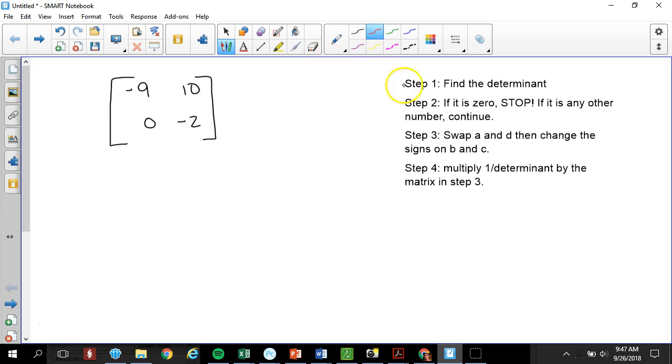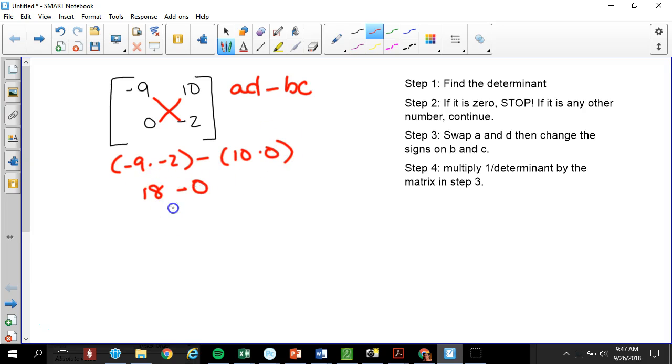My first step to find the inverse is I have to find the determinant, as it says over here. We have to remember that the determinant is A times D minus B times C, right? So A times D, negative 9 times negative 2, minus B times C, 10 times 0. That gets me positive 18 minus 0, so 18. 18 is my determinant. Okay, so that's step number 1. If it is 0, stop. This is not 0. If it is any other number, continue. So I get to go on to step number 3.